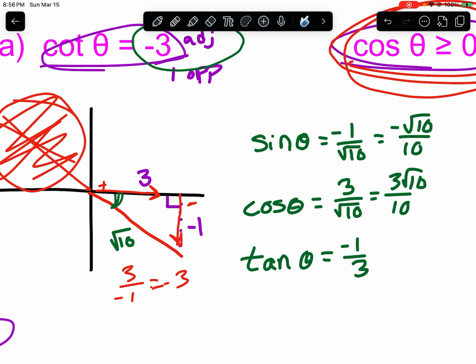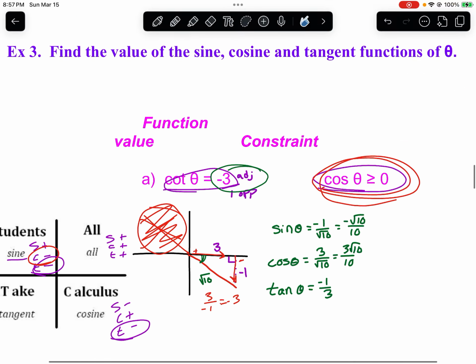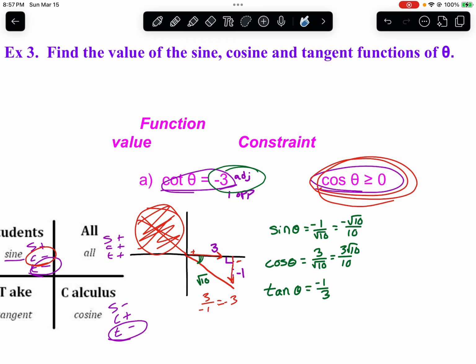But then once we have that third side, sine is opposite over hypotenuse, so we got -1 over root 10, and we rationalize. Same thing with cosine. And then tangent is, again, our cotangent value flipped. So that -3 over 1 would just turn into -1 over 3. Okay, and that's all they wanted. In this case, they just wanted the sine, cosine, tangent values.